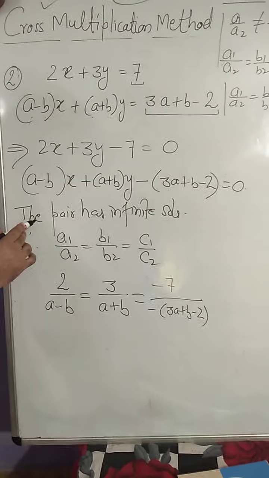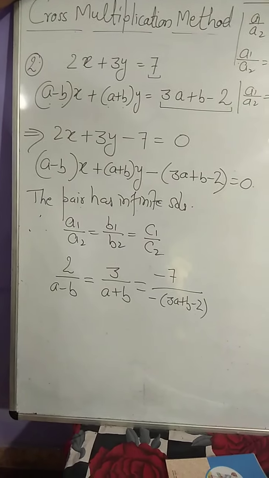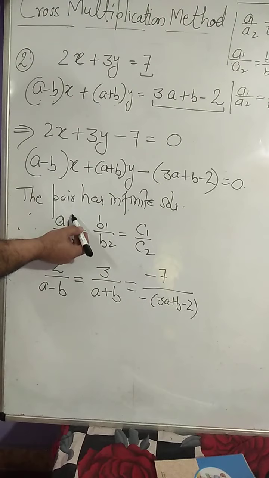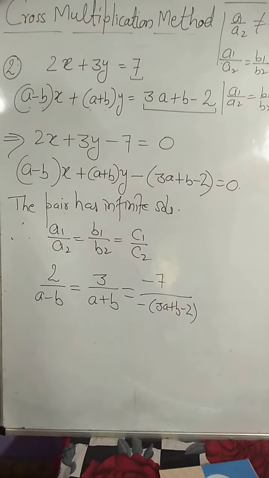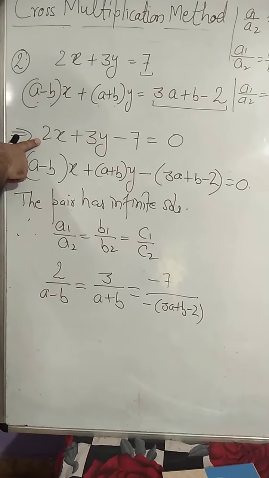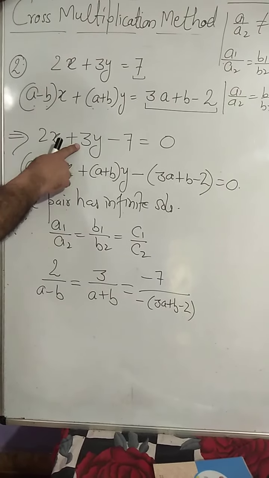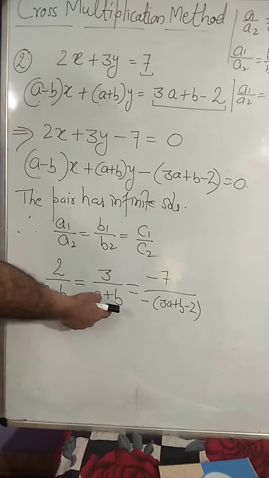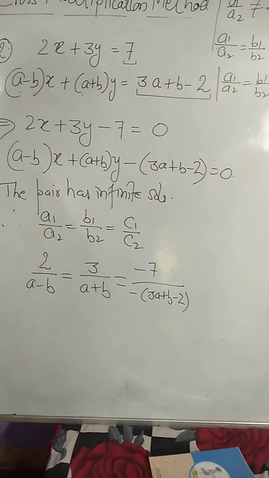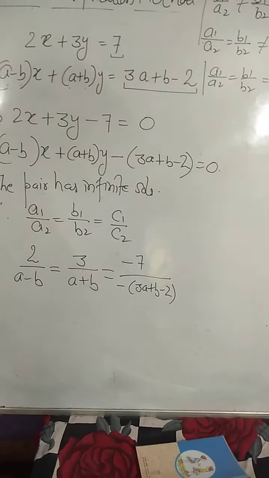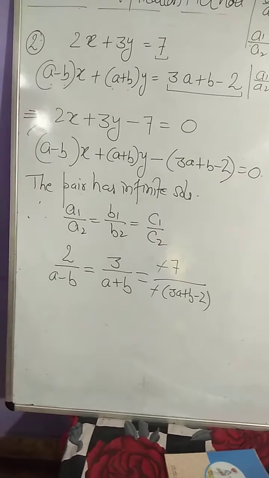Now we are given that the pair has infinite solutions. What is the condition for infinite solutions? You know, a1 over a2 equals b1 over b2 equals c1 over c2. a1, the coefficient of x in the first equation, is 2, over a minus b; b1 is 3, over a plus b; and c1 is minus 7, over c2, minus of 3a plus b minus 2. I have kept these terms in brackets. Why? Here I can cancel this minus with minus. Now I got the 3 ratios.